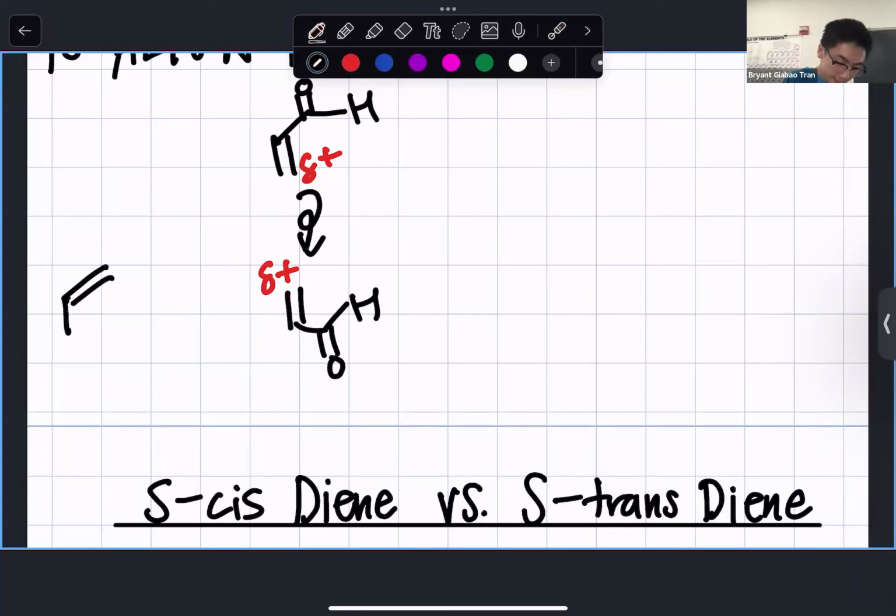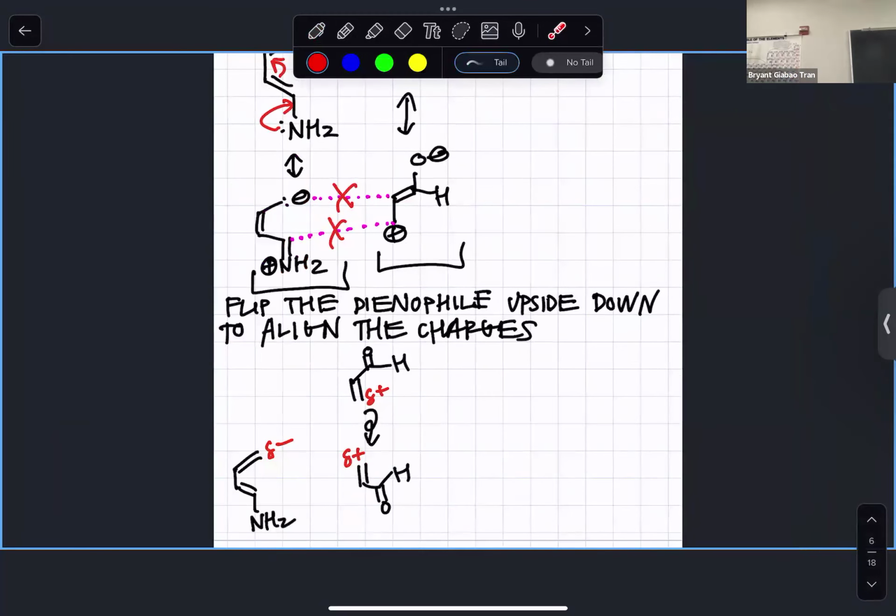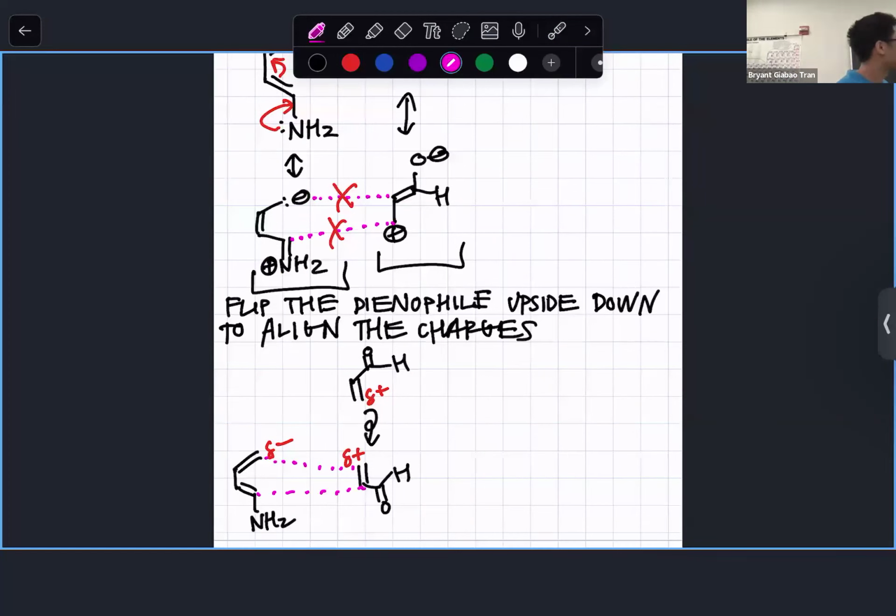Now let's draw in that same exact diene that we had earlier, where there's a partial negative charge up here, right? Because if we look at the resonance structure of that diene, we see a negative charge up on the diene, which gives that carbon here a partial negative charge. Now we see that when we draw the pocket between the diene and the dienophile, the charges do align, right? So now the reaction can go through, where the EWG has to be on the same side, or ortho, to the EDG in this case.